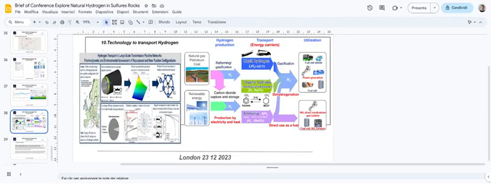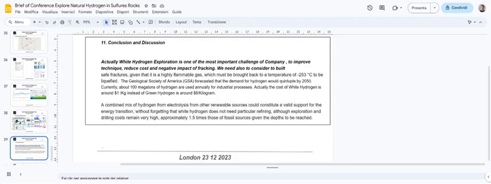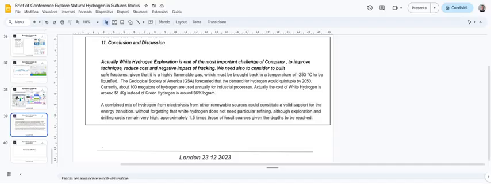Another technology to transport hydrogen, for example, is the pipeline, but with a high accuracy project for the pipeline, because the pressure is around 100 atmospheres for the transportation, and it is also important to underline that for safe transportation, hydrogen is a highly inflammable gas which must be brought to a temperature of minus 253 Celsius degrees to be liquefied.